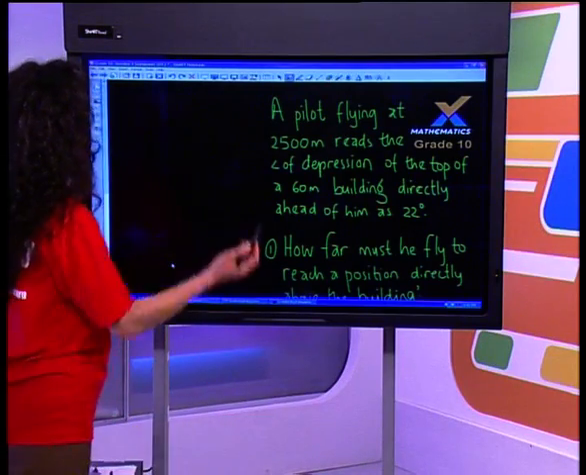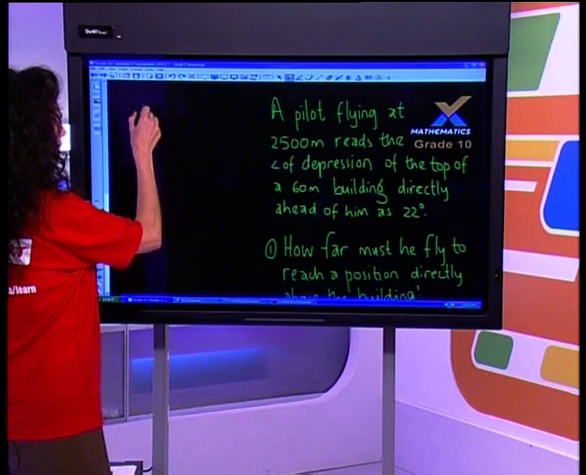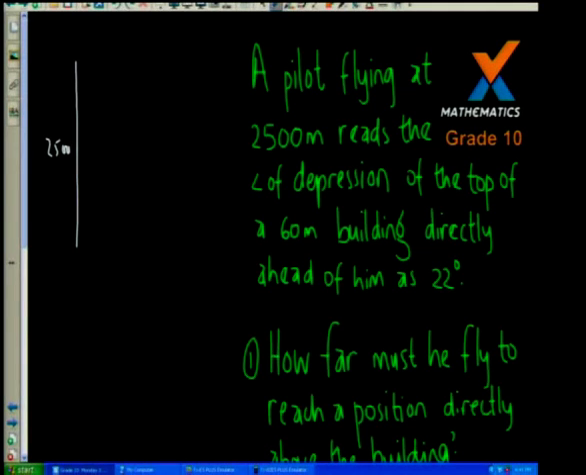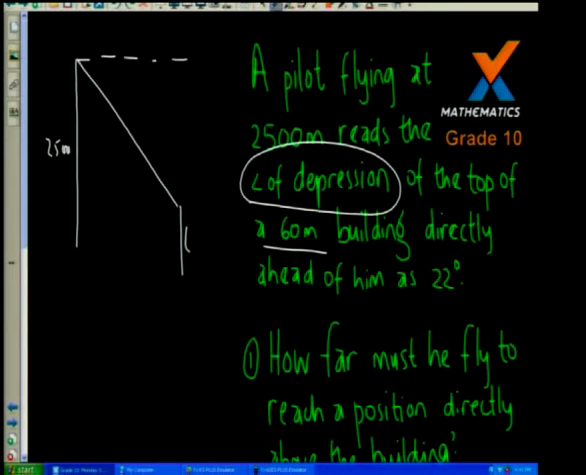So just to give you a feel, here's the pilot. He's flying at 2,500 meters. He then sees the building, and there's the horizontal, and he looks down at the building. And they tell us that the angle of depression of the top of the 60-meter building is 22 degrees.